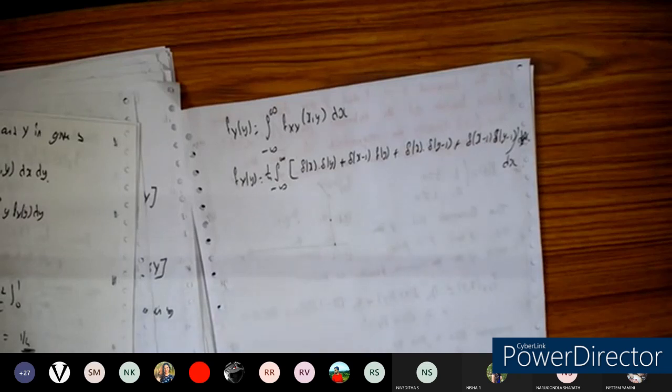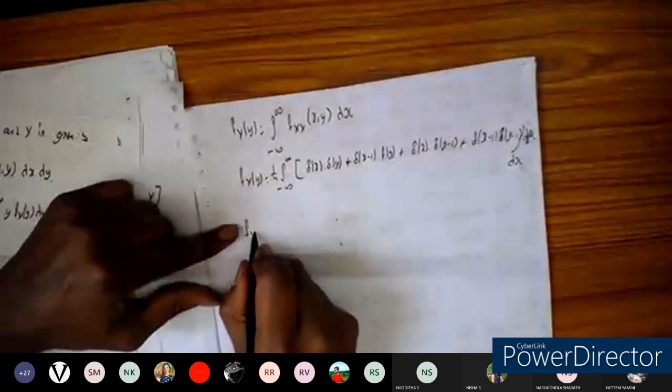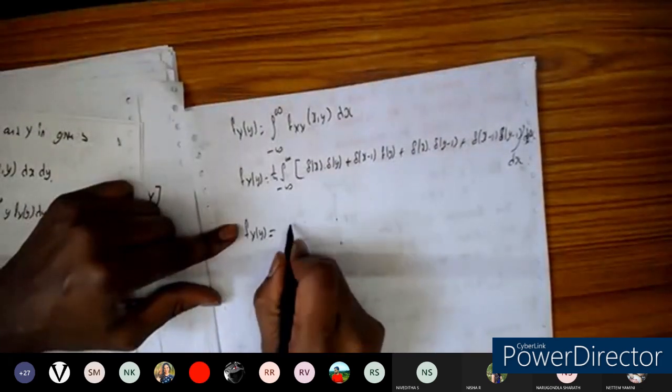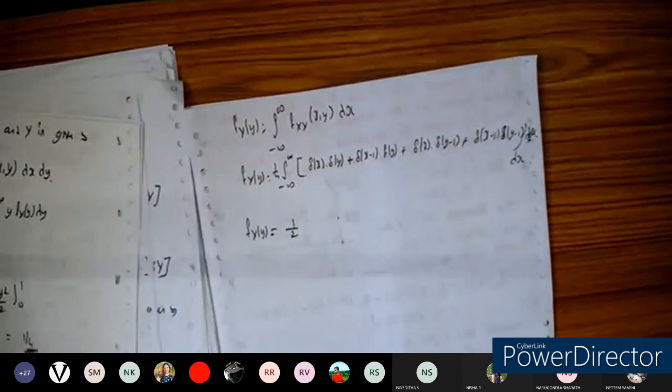Integrate this one and tell me the answer. How much will you get? Do integrate it here first. So I'll write the answer. You do integrate and write the answer. Tell me the answer quickly. How much will you get here?